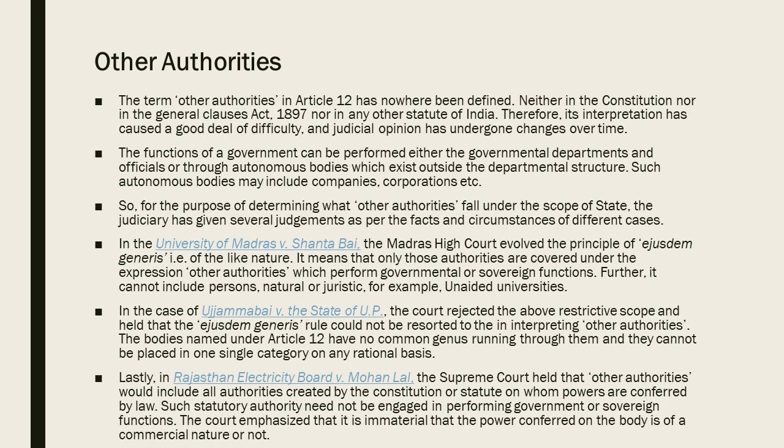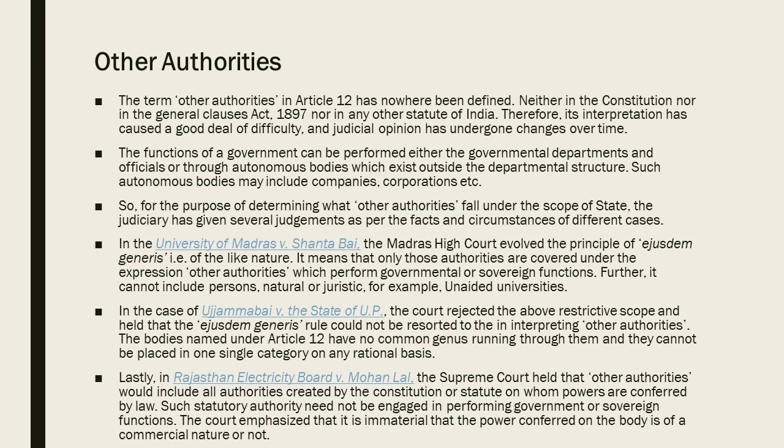Now, other authorities. The term other authorities in Article 12 is not defined anywhere, neither in the Constitution nor in the General Clauses Act 1897 or in any other statute of India. Therefore, interpretation of other authorities is difficult, and the judicial opinion has undergone changes over this.